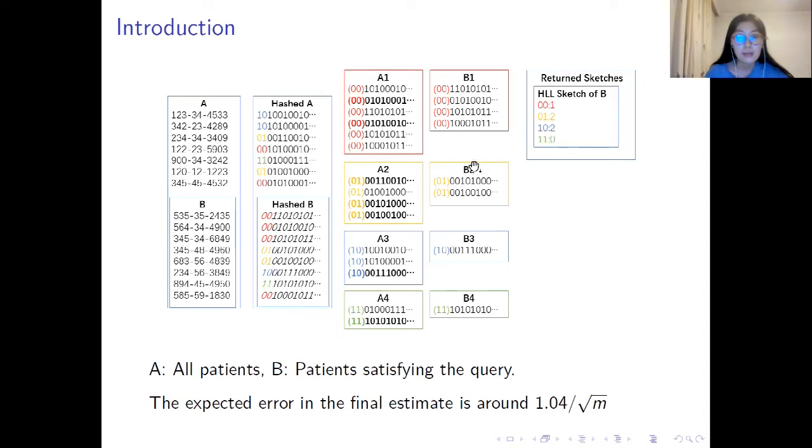Okay, and for the second bucket, the maximum number of zeros before the first one is 2. So the HyperLogLog sketch of this bucket is 2. And similarly for B3 and B4. And the hospital will return the HyperLogLog sketch to the central party. And the central party will combine all sketches from different hospitals and do some statistics and compute the number of patients with diabetes. So the expected error in the final estimate is around 1.04 over the square root of n.